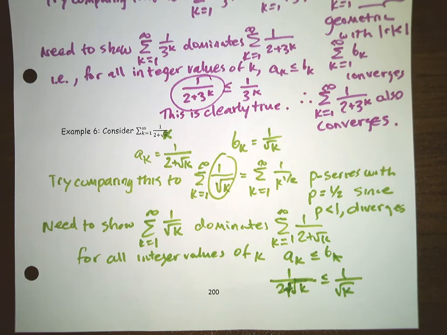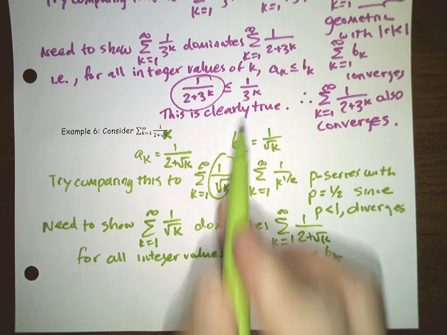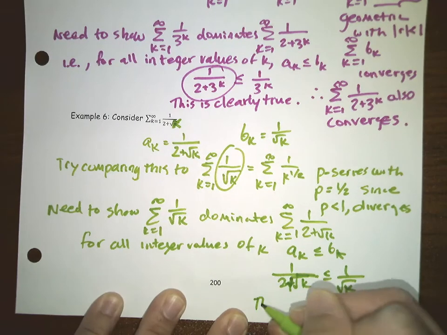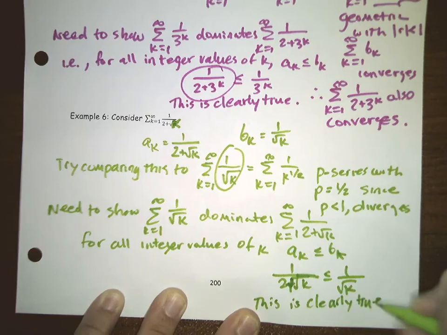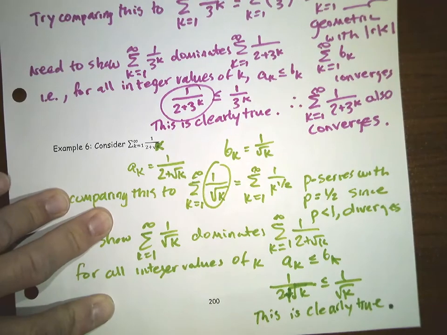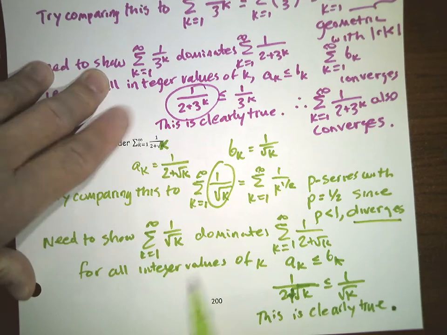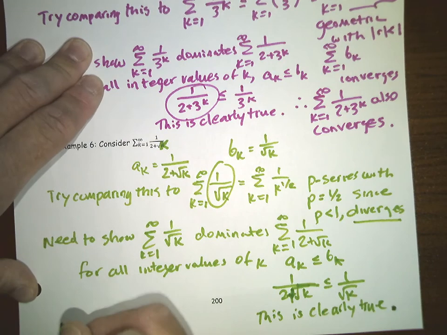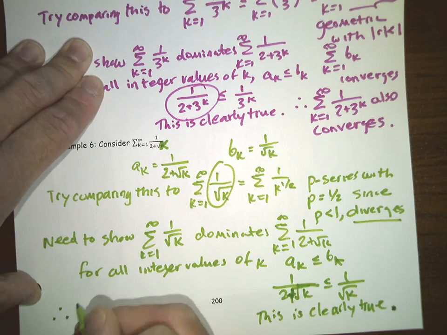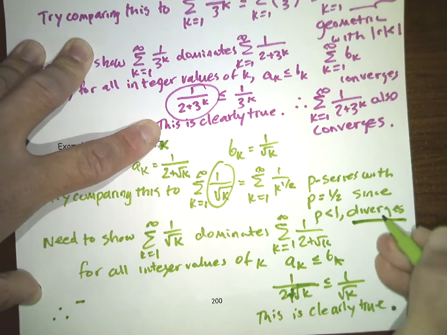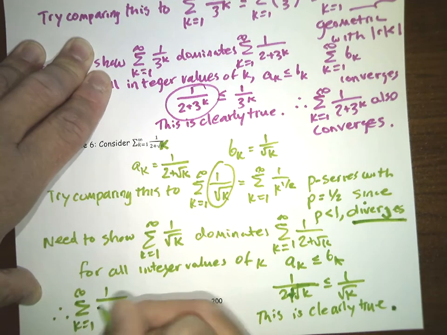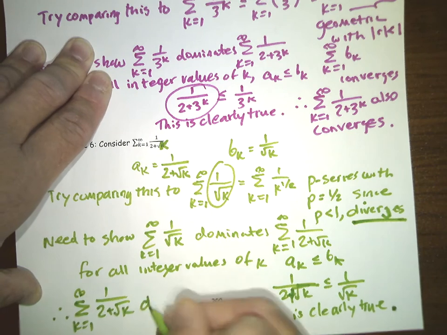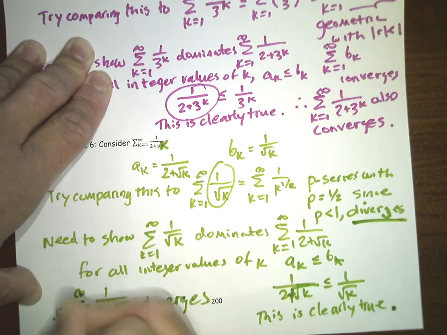And I think that I can use a similar argument just as before, so hopefully you see that this is again clearly true. And so then that means that we can say that the original series a_k diverges. So therefore, the sum k equals 1 to infinity of 1 over 2 plus square root of k diverges. All right, what a time to be alive.